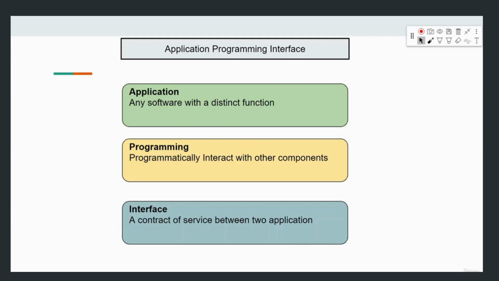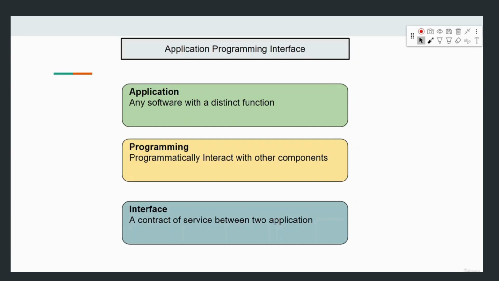And programming here means an API can programmatically interact with other components or other APIs or other applications. Two applications can interact with each other through an API, and how it works is using different programming languages.